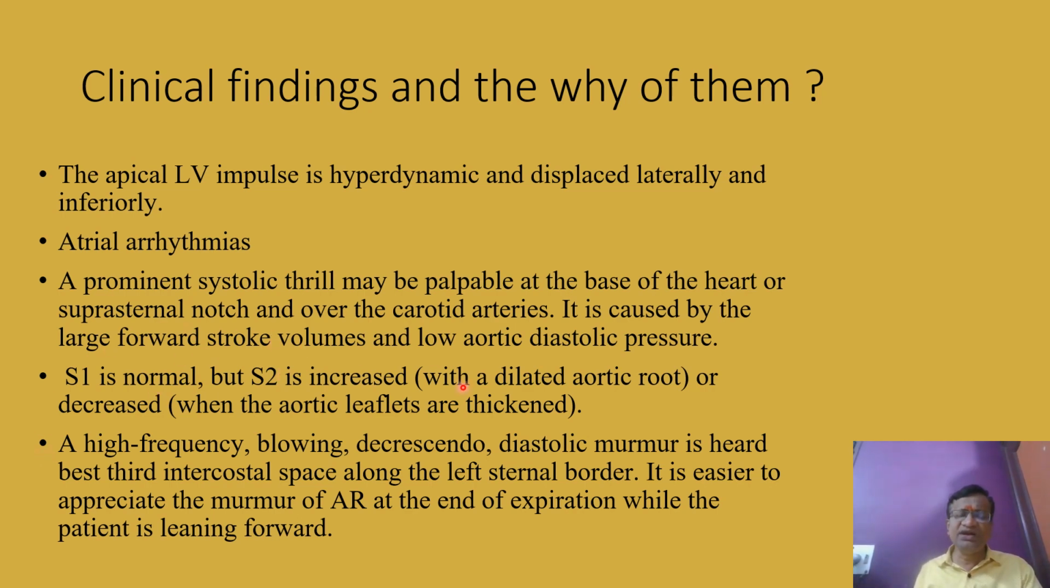So S1 is normal, S2 may be increased, and there is a high frequency, blowing, decrescendo diastolic murmur. Third intercostal space, left sternal border, end of expiration, patient leaning forward. All these things make the aortic valve and aorta close to your chest. That is why you get a diastolic murmur, which is better appreciated at the end of expiration with the patient leaning forward.